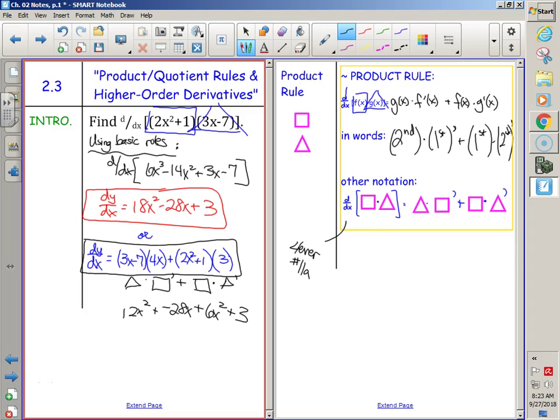Does it match up, guys? 18x squared minus 28x plus 3. They're the same. Guess what? The multiple choice answer might look like this, or it might look like that. Your job is just to make it match. So let's go ahead and practice some more, huh? Here we go.